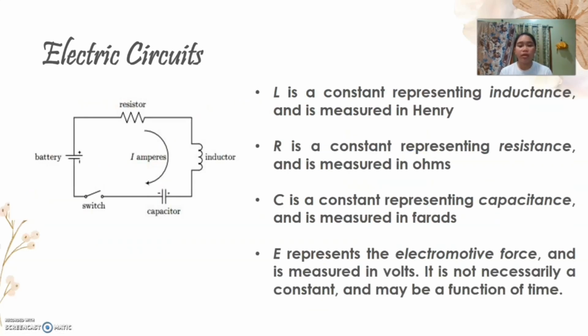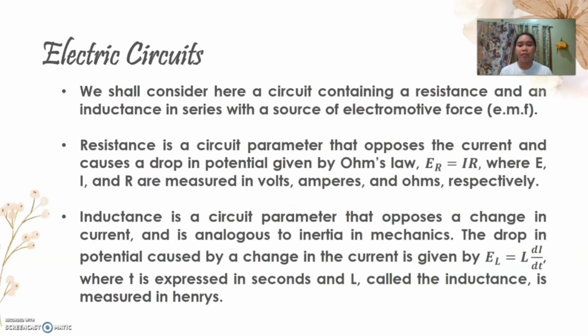So here is an illustration. L is a constant representing inductance and is measured in Henry. R is a constant representing resistance and is measured in ohms. C is a constant representing capacitance and is measured in farads. And lastly, E represents the electromotive force and is measured in volts. It is not necessarily a constant and may be a function of time.